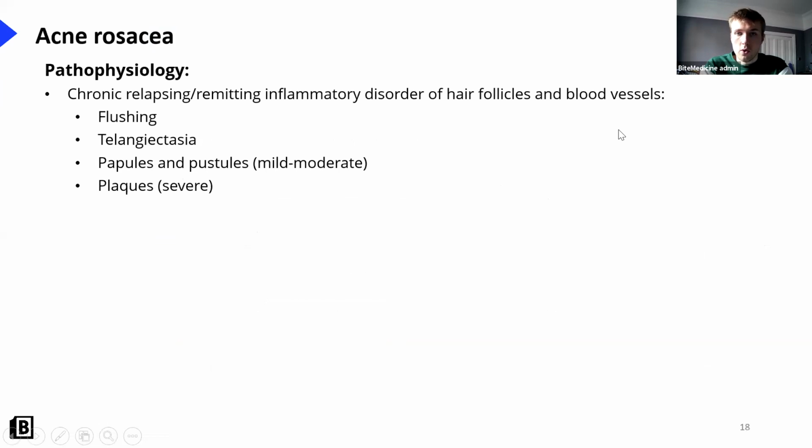So what is acne rosacea? Essentially, a chronic, relapsing, remitting, inflammatory disorder of your hair follicles and blood vessels. Hence, with the hair follicles, that's why you get the papules and the pustules, as well as going on to plaques. And the blood vessels, that's why you get your telangiectasia and your flushing.